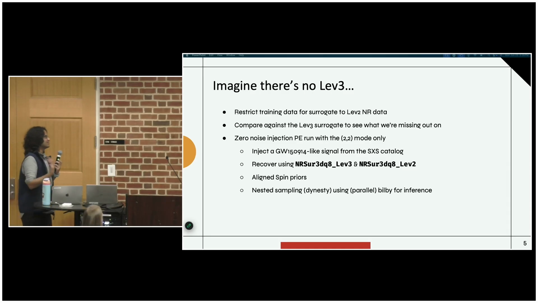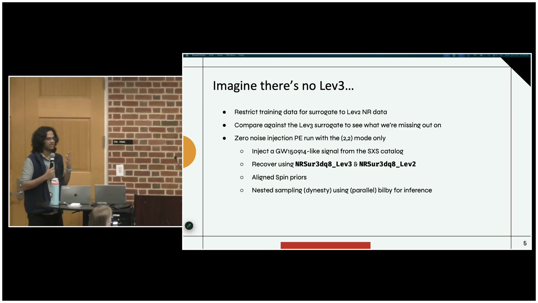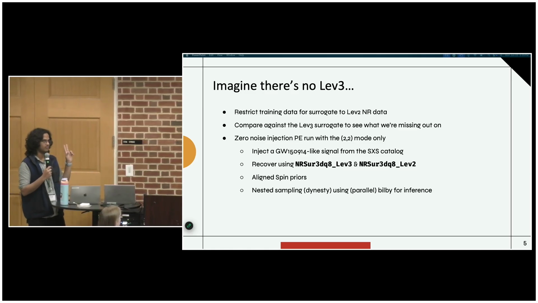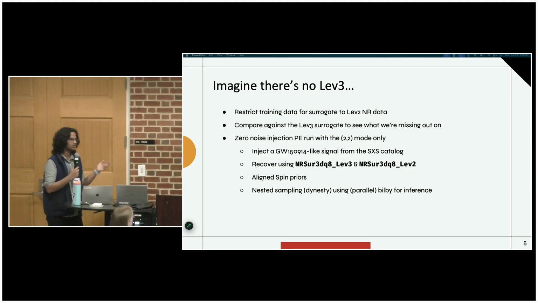Now, we essentially started with a thought experiment. Imagine that you live in a world where there are no Lev3 NR simulations, and you only have access to Lev2, which is the second best NR simulations in our case. What would happen if you then trained a surrogate model with that, did some PE or data analysis, injecting a Lev3 or a real ground truth NR signal?